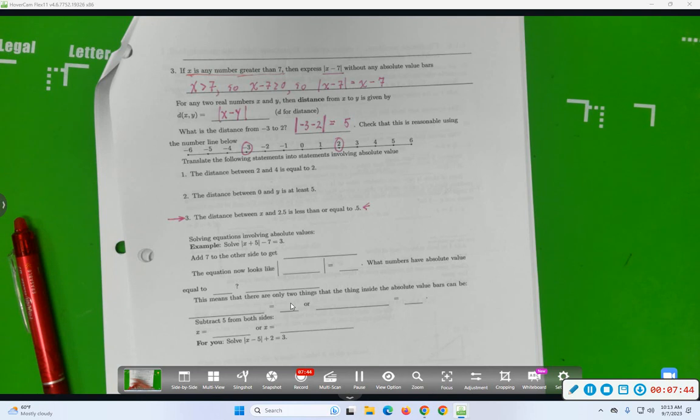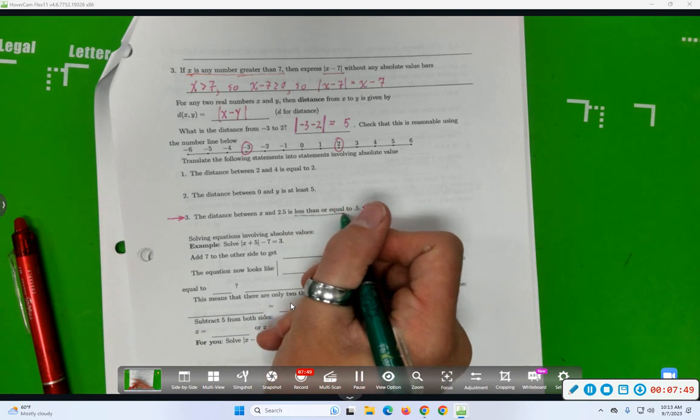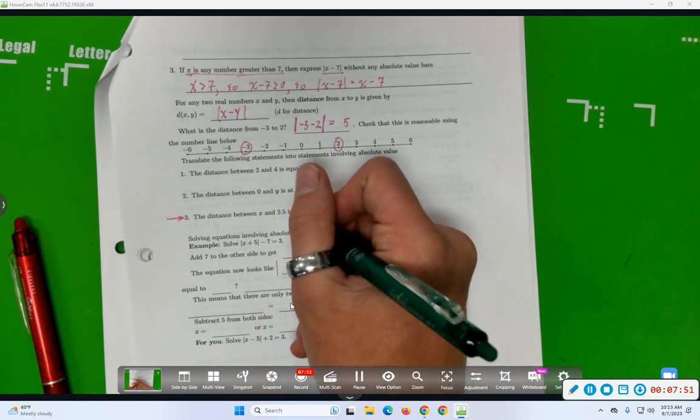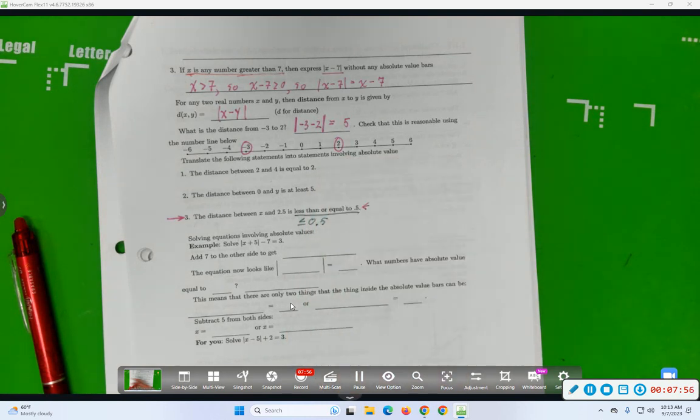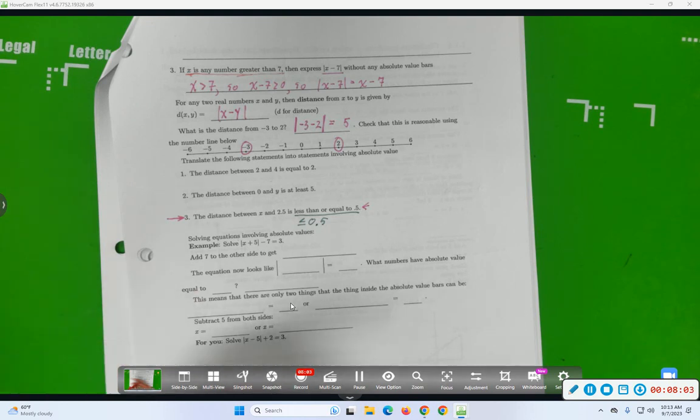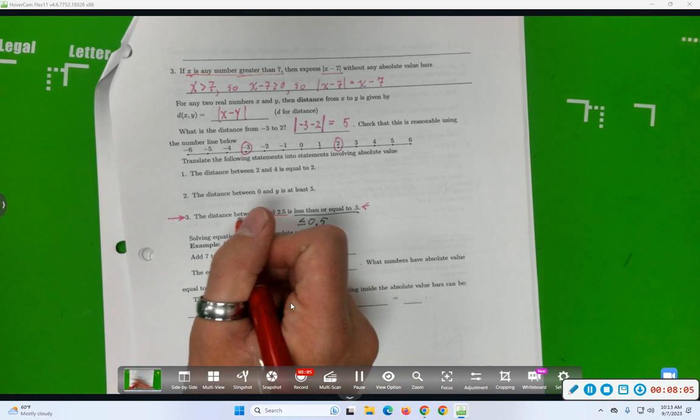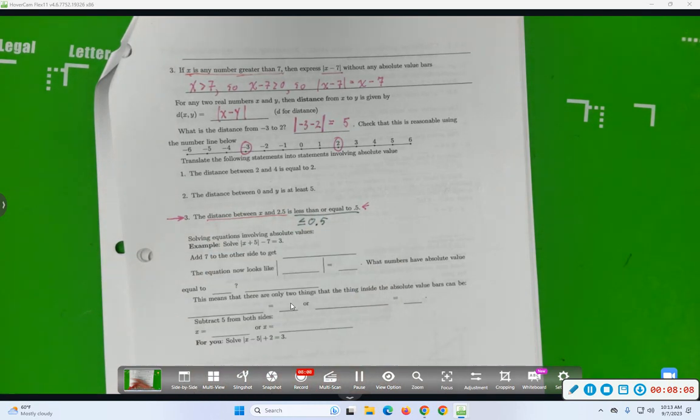Let's think about it one piece at a time. I see this bit is less than or equal to 0.5. Something is less than or equal to 0.5. And what is that something? It's the distance from x to 2.5. Absolute value x minus 2.5?